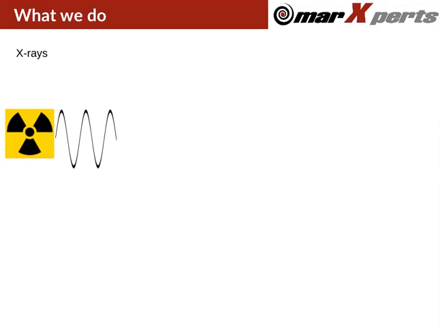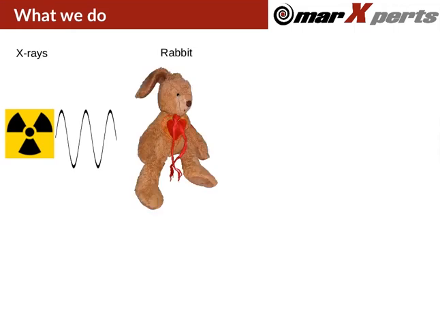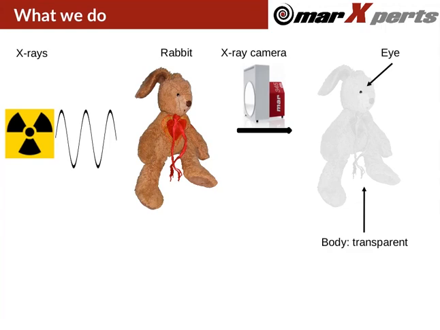How X-rays are used in science I would like to explain using a stuffed toy. If we expose a rabbit to X-rays and put an X-ray camera behind it, there is not much we will see. The X-rays will cross the rabbit as if it was just air. With very sensitive cameras we might see some contours of the rabbit and probably the eye as single feature.